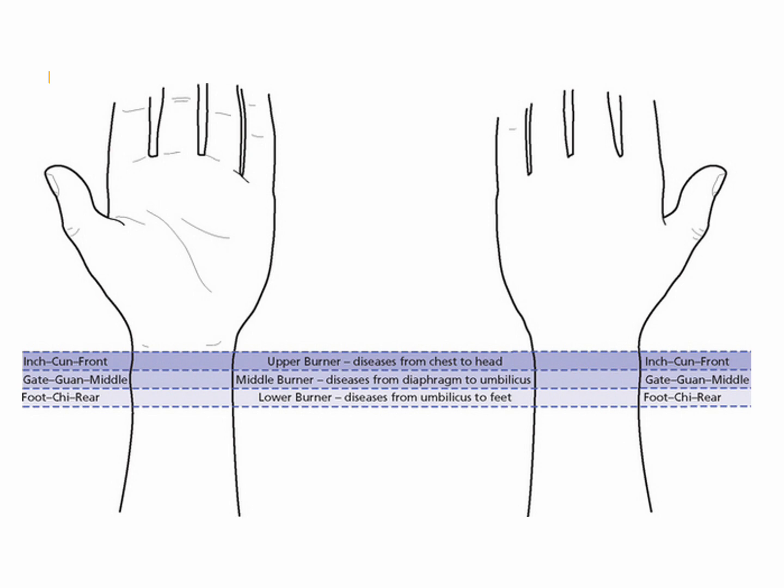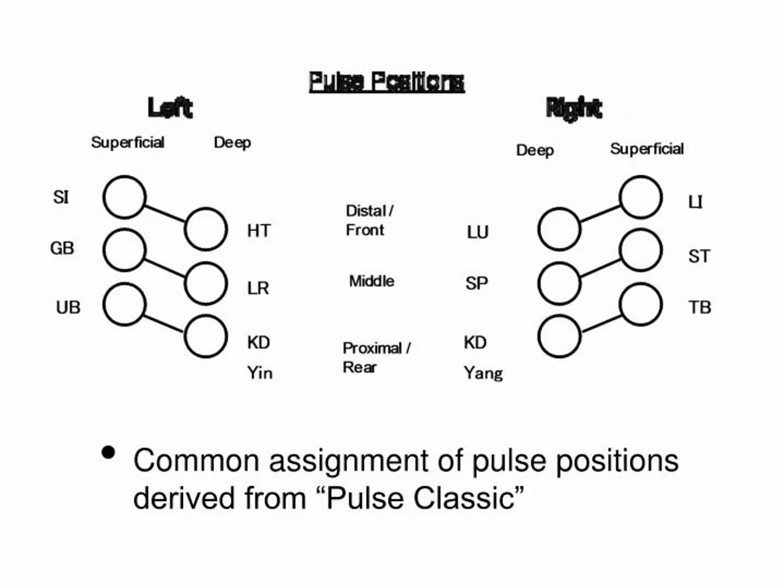The upper distal position corresponds to heaven and reflects diseases from the chest to the head. The middle position corresponds to person and reflects diseases between the diaphragm and umbilicus. The lower proximal position corresponds to earth and reflects diseases from below the umbilicus to the feet. This is the common assignment of pulse positions derived from the Pulse Classic.